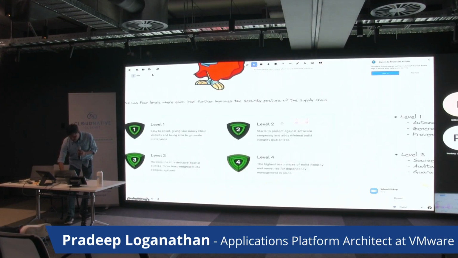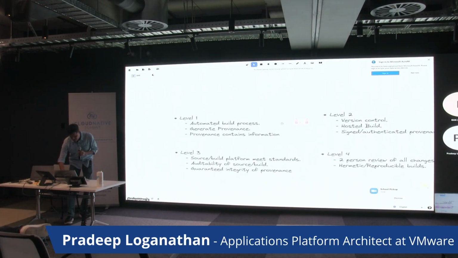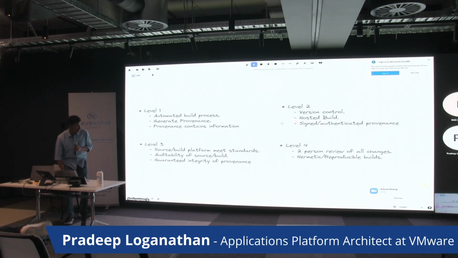These are the various levels, so rather I'll just run through them. In level 1, SLSA recommends that you have an automated build process, and you generate provenance of all your software artifacts. Basically, provenance is to say you know what you're building, you know the antecedents of the software package that you're producing, you know what it is comprised of, what its dependencies are, its version, and every other factor that you need to know about the software artifact that you're producing.